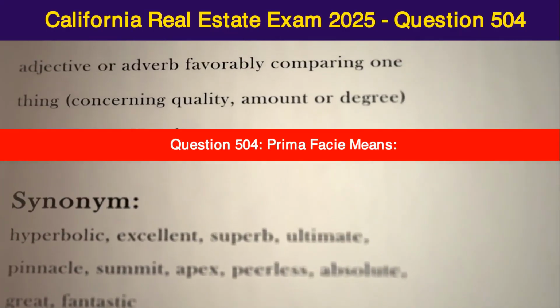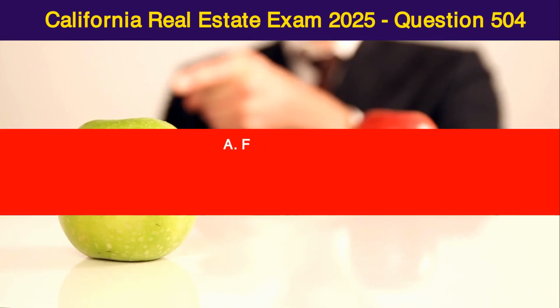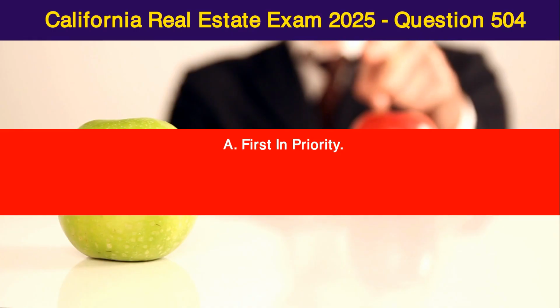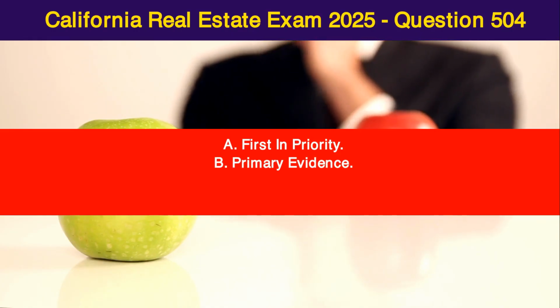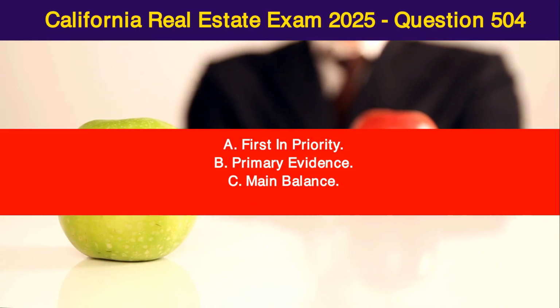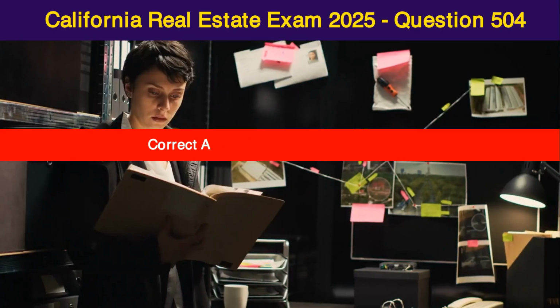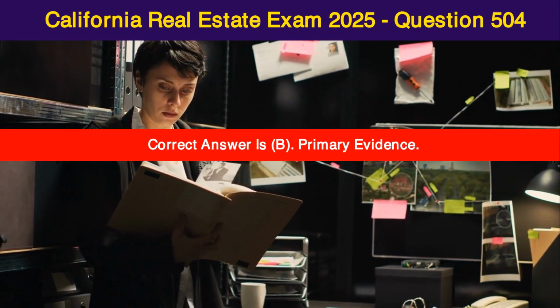Question 504. Prima facie means. A. First in priority. B. Primary evidence. C. Main balance. D. Principal. Correct answer is B.